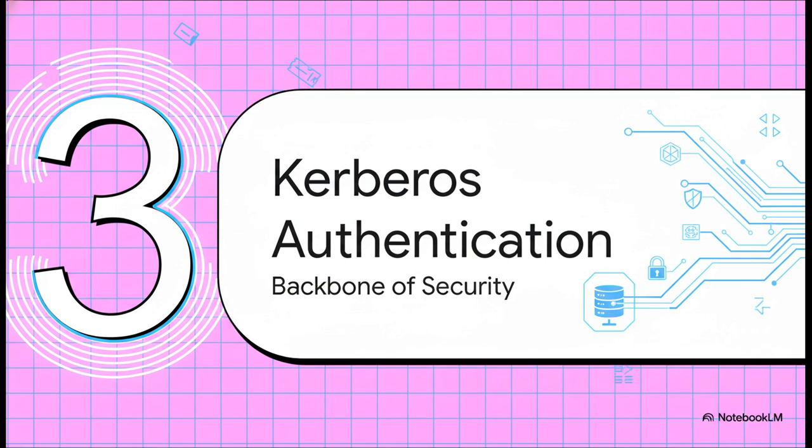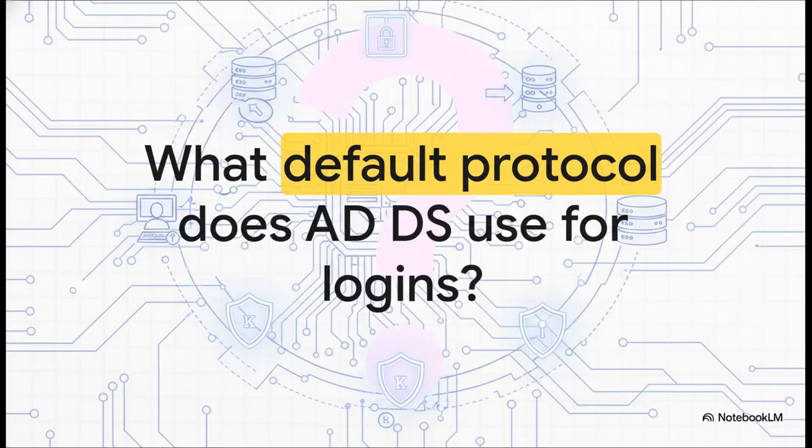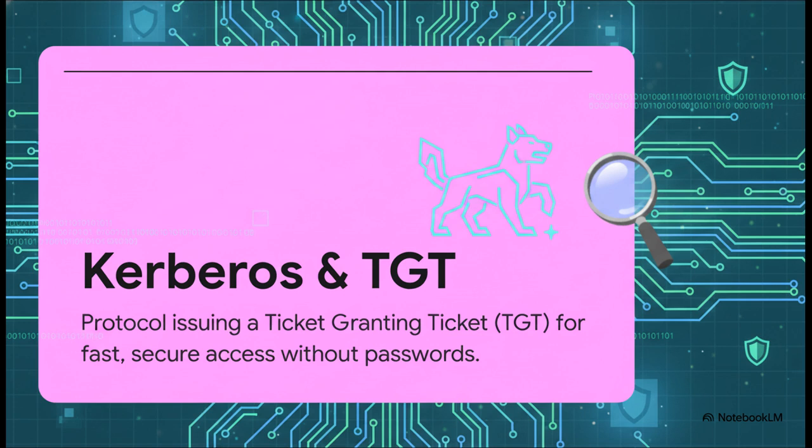Which brings us to Section 3, Kerberos authentication mechanisms, the true backbone of your security. When we examine the backbone of Windows network security, a really interesting question pops up. When a user sits down at their domain-joined machine first thing in the morning and logs in, what default protocol is actually doing the security check behind the scenes? It uses Kerberos by default.